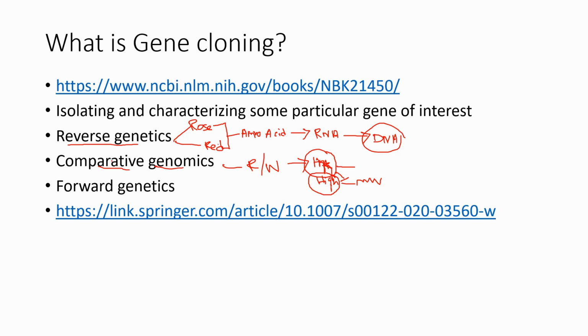If you don't have any of this information, that's usually the case. For most traits, we have no information about any of these things. Most traits are not as easy as rose or red. Those are like yield. We need to use forward genetics.